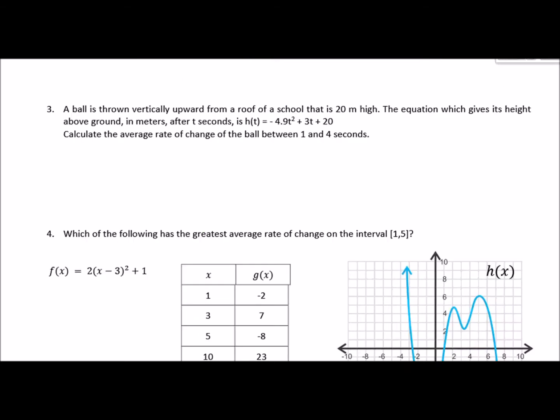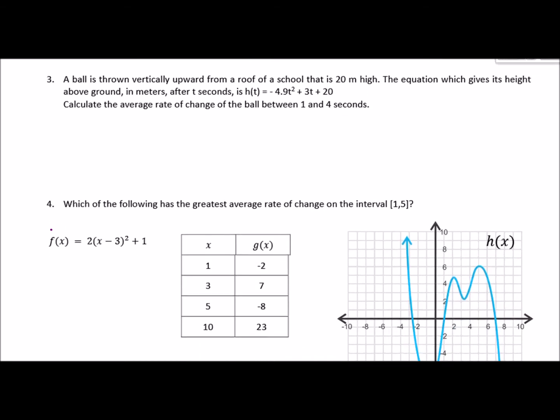All right, average rate of change. So the idea behind average rate of change is you need an x1 and a y1, an x2 and a y2. I'm not calling them x1 and y1 though, I'm calling them a and f of a, b and f of b. You're given a and b in the problem, you have to calculate the f's. So a ball is thrown vertically upward from a roof, 20 meters high. The equation which gives its height is this. And it says calculate the average rate of change, slope, of the ball between 1 and 4.